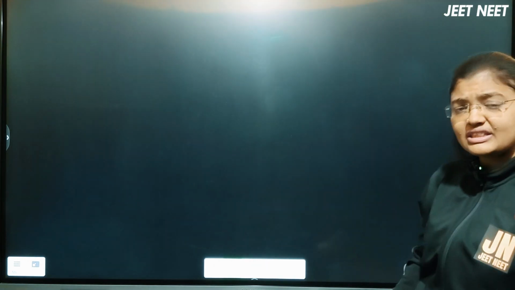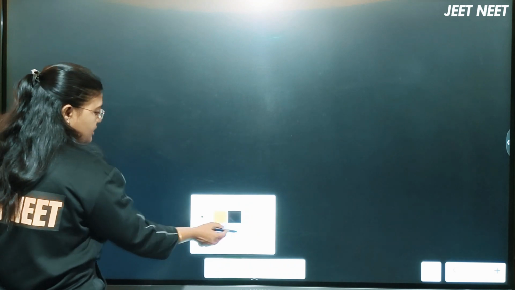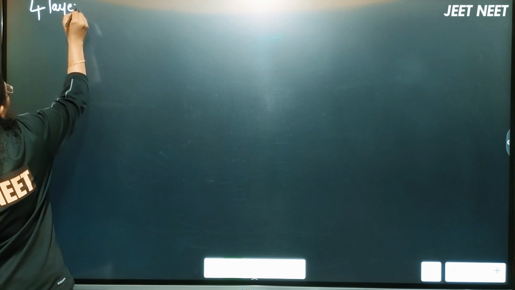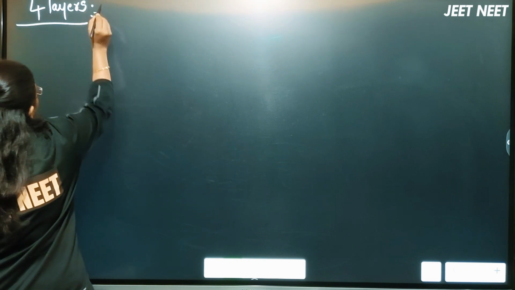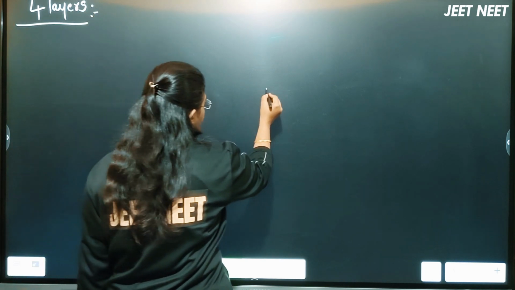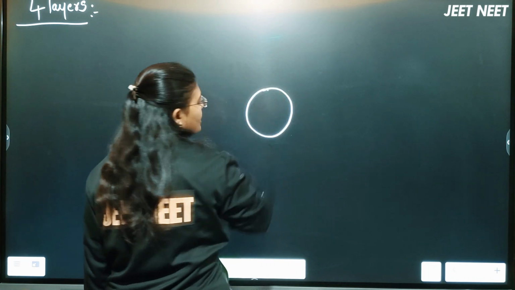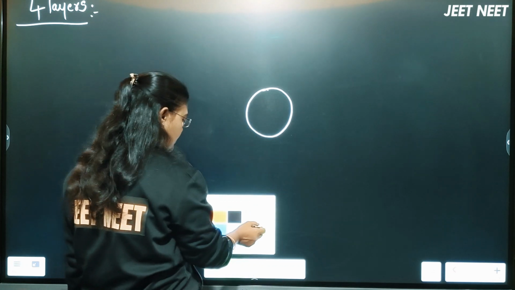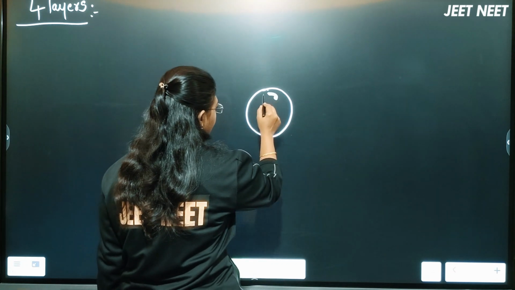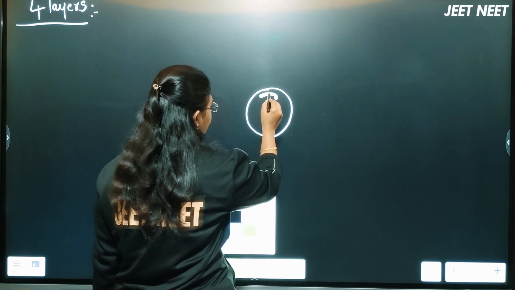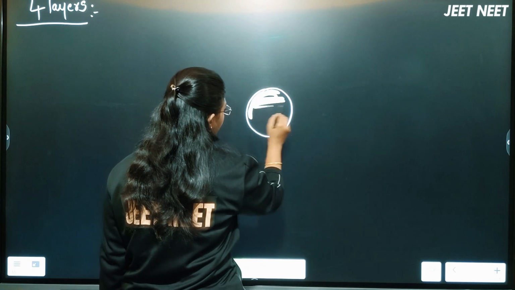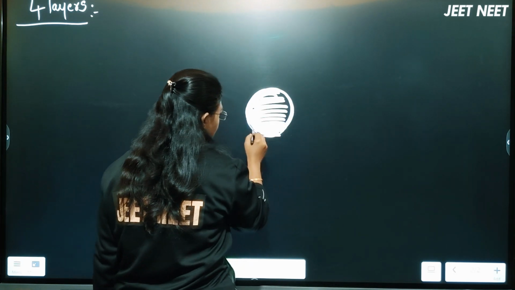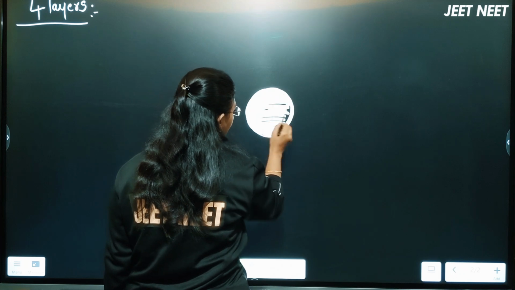Now the human ovum, the female ovum, is surrounded by 4 layers. Surrounded by how many layers here? 4 layers. Look at the layers properly as I am drawing here. Imagine now this is an ovum which is a secondary oocyte. Inside that there will be cytoplasm. Imagine now this is all cytoplasm, right? The cytoplasm which is present inside the ovum.